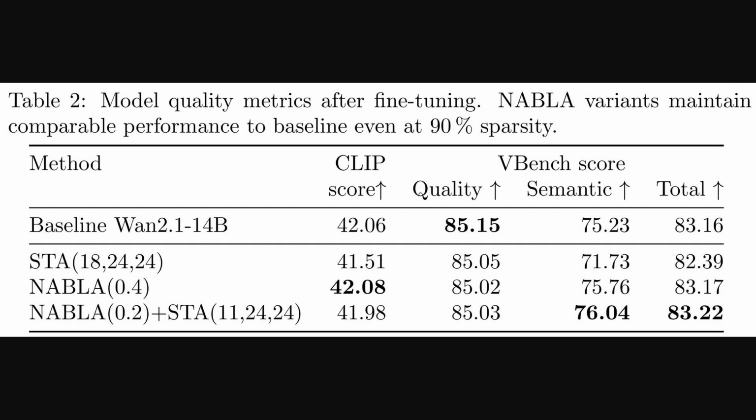Okay, so it's much faster, but what about the quality? This next table answers that, comparing model quality after fine-tuning. It uses metrics like the CLIP score, which measures how well a video matches its text prompt, and the V-Bench score, a benchmark for overall visual and semantic quality. And what's remarkable is that the NABLA variant maintains scores nearly identical to the full baseline model. In contrast, the old sliding tile attention method shows a clear drop, especially on semantic scores. This shows you get that huge speed up without sacrificing the final video quality.